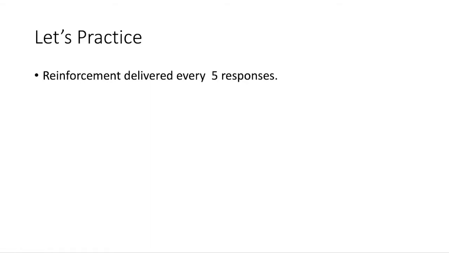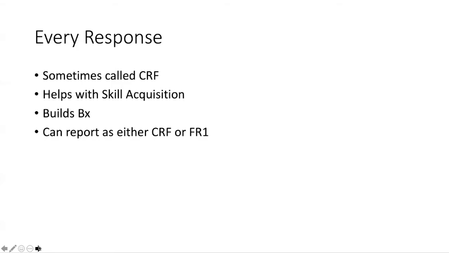What would reinforcement delivered every 5 responses look like? And the correct answer here is FR5. Reinforcement delivered every 7 responses. And that would be an FR7. Reinforcement delivered every response. And that is an FR1 or CRF, which is continuous reinforcement. So every response is sometimes called CRF.